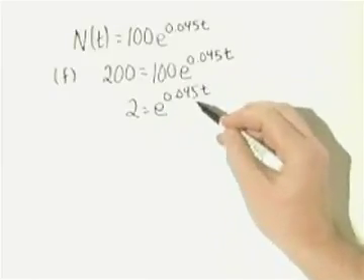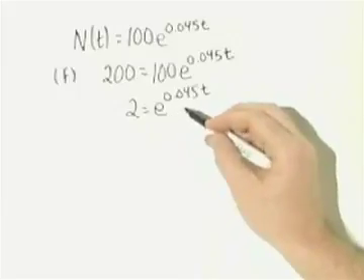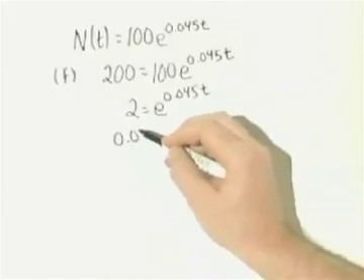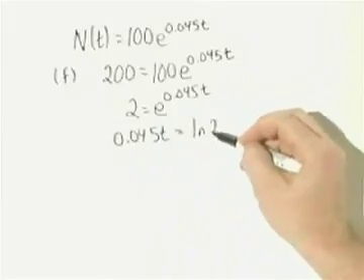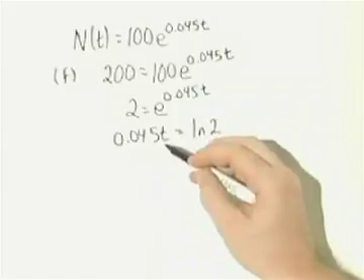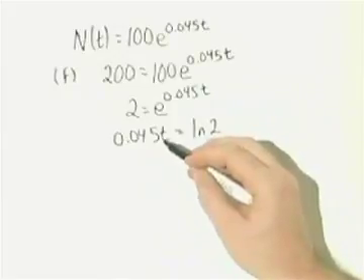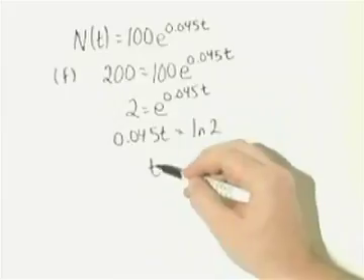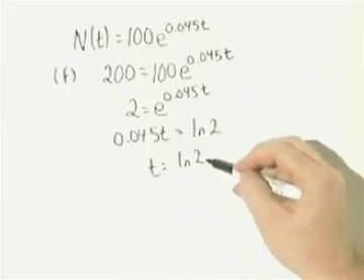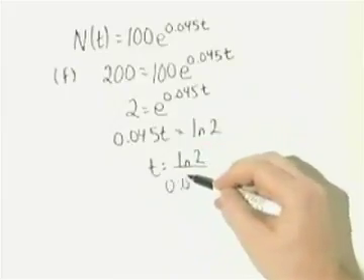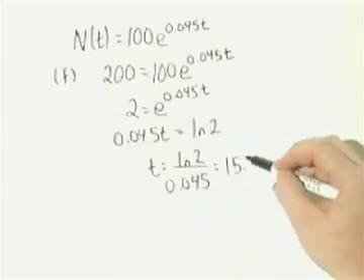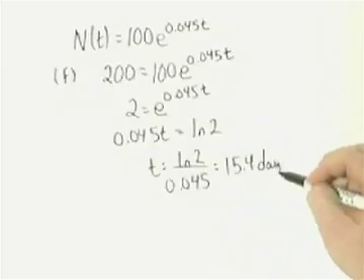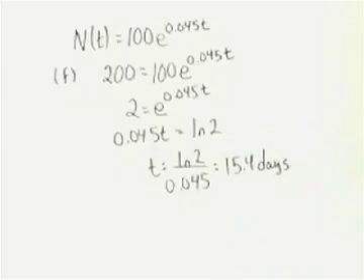We rewrite this expression as a natural log. We get 0.045 t equals the natural log of 2. Finally, divide both sides of the equation by 0.045. We get t is the natural log of 2 over 0.045, and that we get about 15.4 days. So the size of the population will double after about 15.4 days.